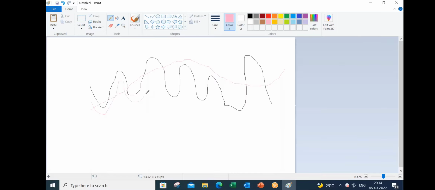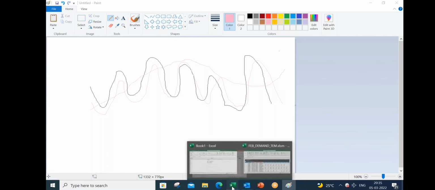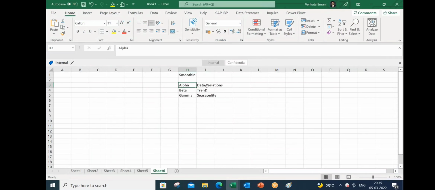So my forecast will be like this. It is able to react almost to my data variation like this. So based on alpha, you can see how my forecast is varying. If someone asks what the smoothing parameters are, you have to tell alpha, beta, and gamma. Alpha is used for smoothing the data variations.